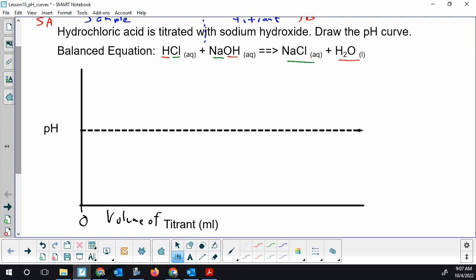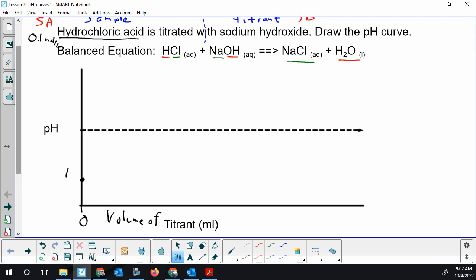So I'm going to get started at 0 volume. We have an acid sample, so we're going to start somewhere low. We don't know exactly where. If I told you the concentration was 0.1 moles per liter, you could take the negative log of it. Because it's strong, it would 100% turn into hydronium, and the pH would be 1 if I gave you the concentration like I just added in. Okay? But you know it has to start low.